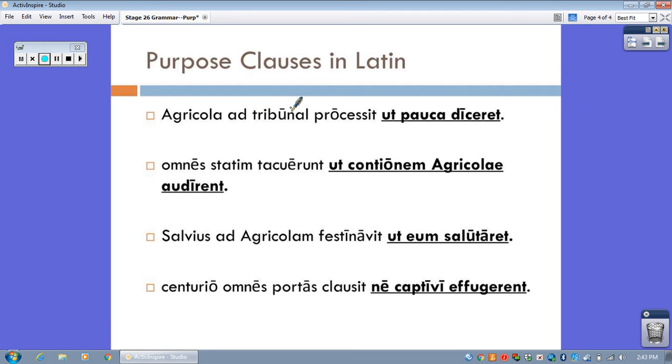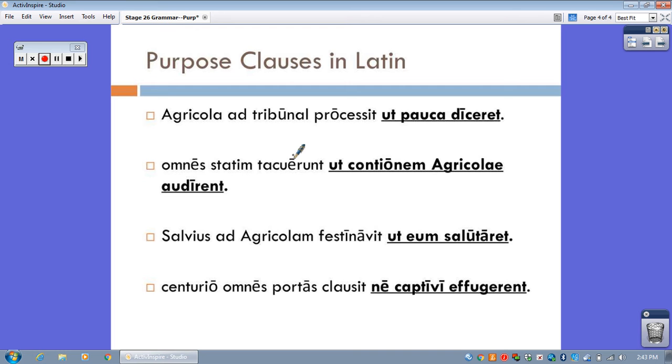Agricola ad tribunal processit ut pauca diceret. So first thing you notice, ut starts this clause here. And then we look at it. Agricola proceeded to the platform in order to say a few words. Or you could simply say he proceeded to the platform to say a few words. Tells you again, why did he proceed to the platform? Because he wanted to say a few words. Expresses purpose. Pretty straightforward. Look at the second one.